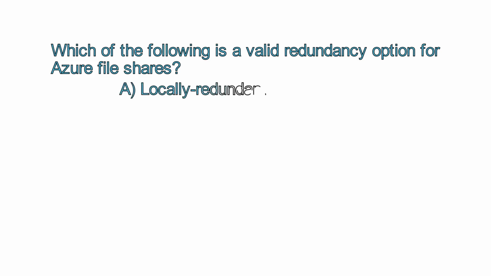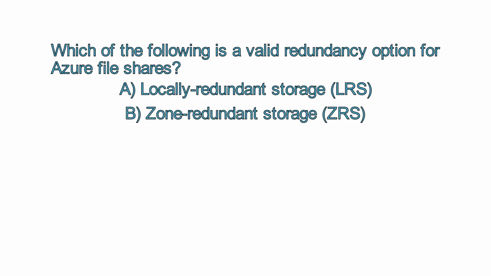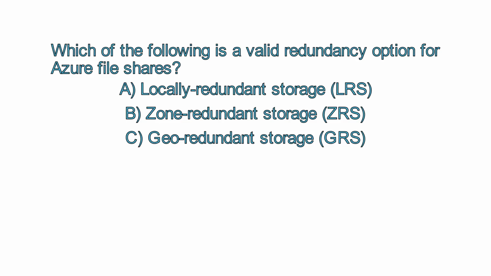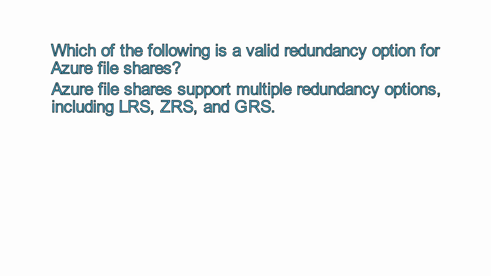A. Locally redundant storage, LRS. B. Zone redundant storage, ZRS. C. Geo-redundant storage, GRS. D. All of the above. The correct answer is D. All of the above. Azure file shares support multiple redundancy options, including LRS, ZRS, and GRS.